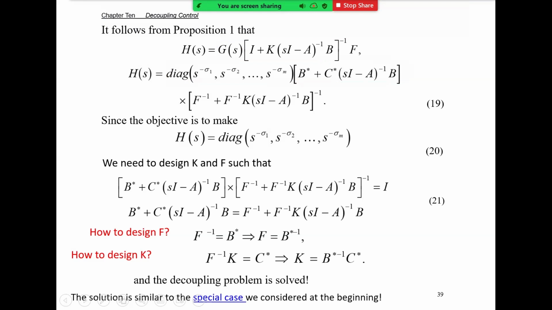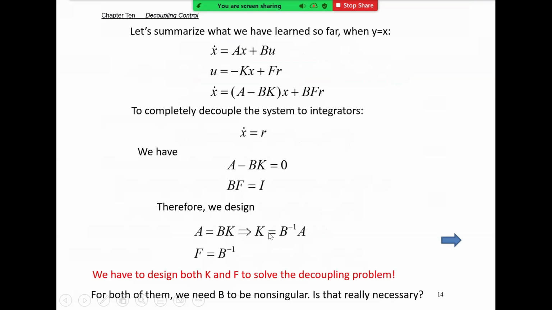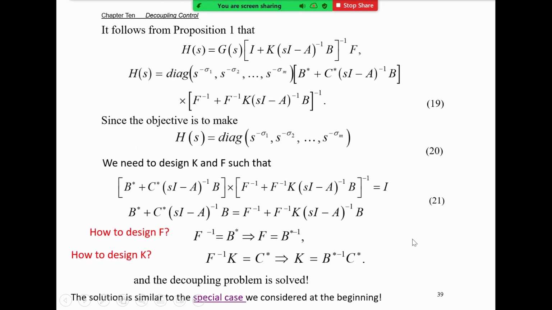Okay, if you look at this solution, if we compare to the special case we considered at the beginning, right? We say this is when the outputs correspond to the state variables, right? Y equals X, this is the answer. K actually equals just B inverse times A. F is the B inverse. In that case, that B corresponds to the B star here. Okay.